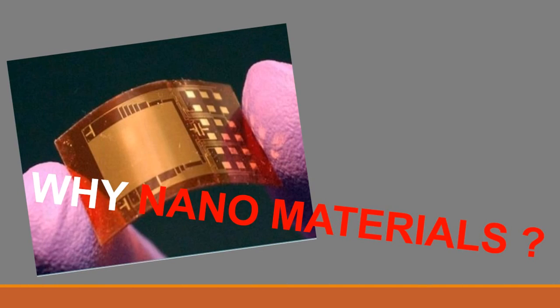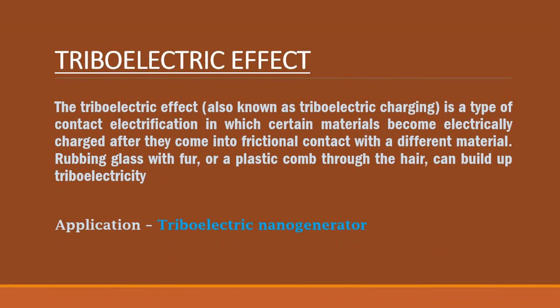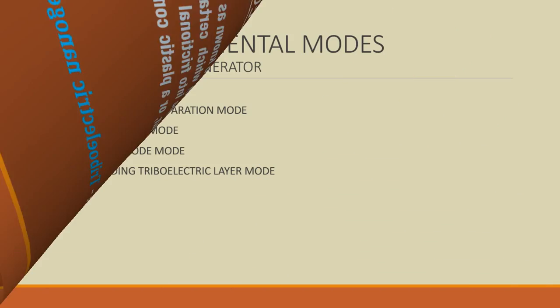Why nanomaterial? Triboelectric effect. The triboelectric effect, also known as triboelectric charging, is a type of contact electrification in which certain materials become electrically charged after they come into frictional contact with a different material. Rubbing glass with fur or a plastic comb through the hair can build up triboelectricity. The application is the triboelectric nanogenerator.